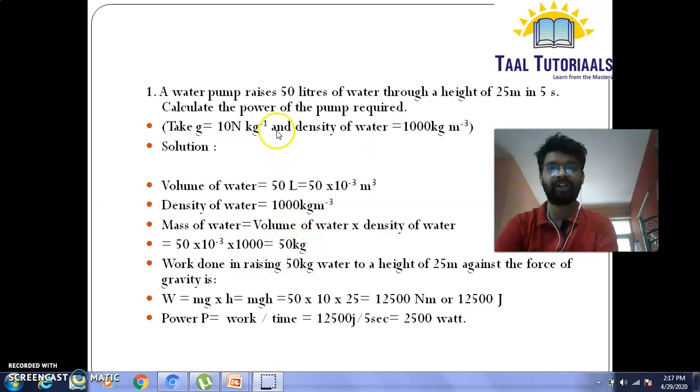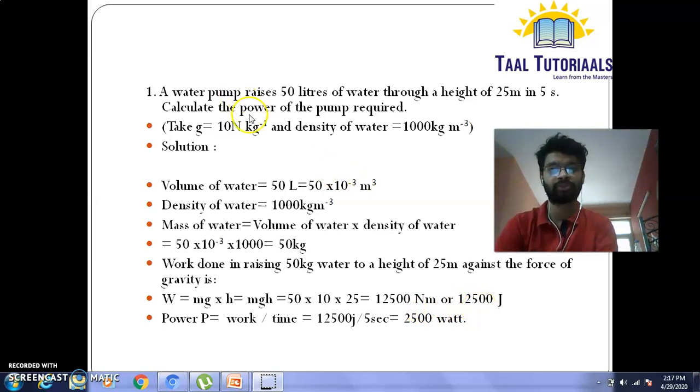Now, for finding power, we need to find work. Work, here we will be using the formula mgh. So W is equal to mgh, where m is 50 as given here, g is 10 as given here, and h is the height of 25 meter given here. When we multiply, we get 12,500 Newton meter, or we can write 12,500 joule.